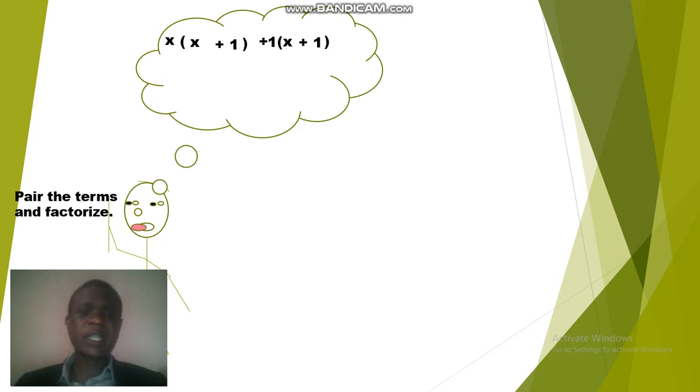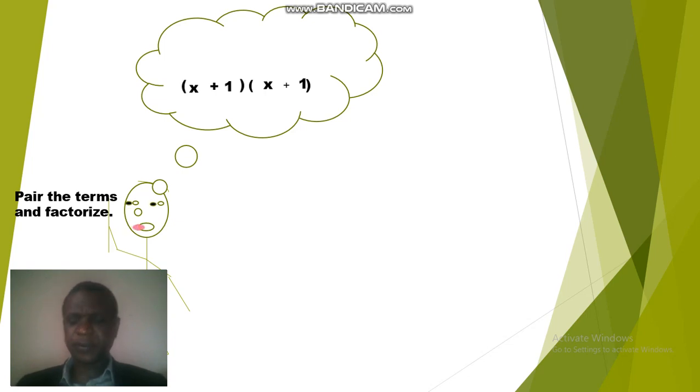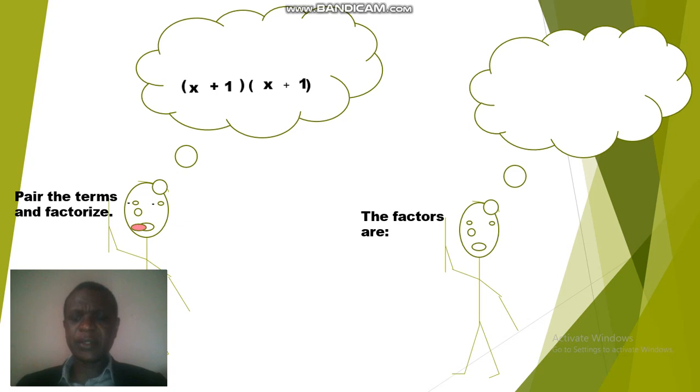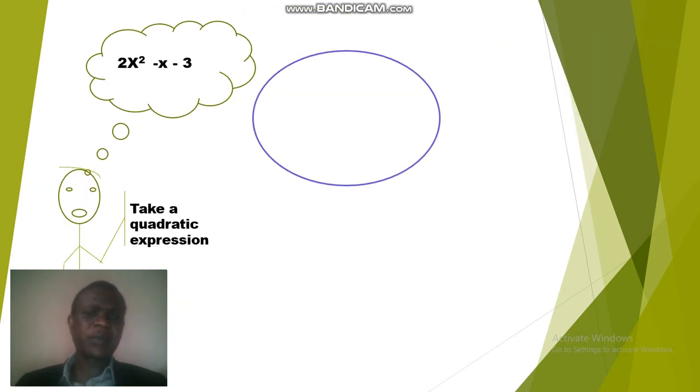We factorize it again so that we remain with x plus 1 into bracket x plus 1. So the factors are x plus 1 bracket, x plus 1 bracket. Let's try with another quadratic expression.